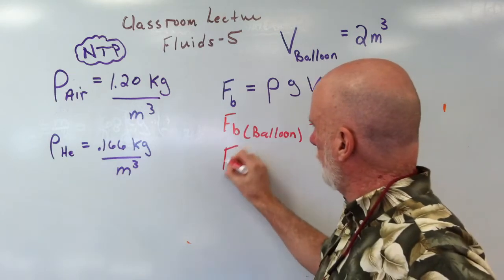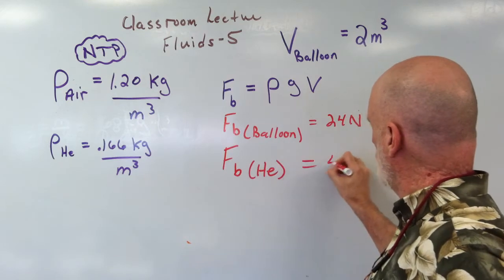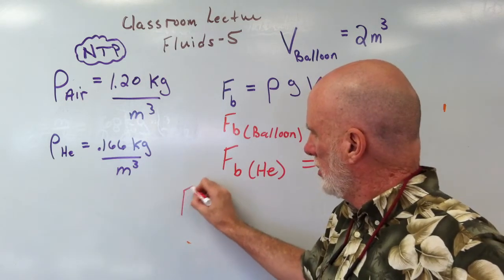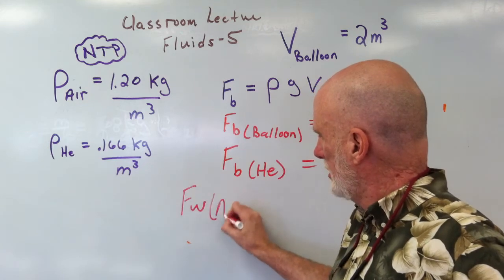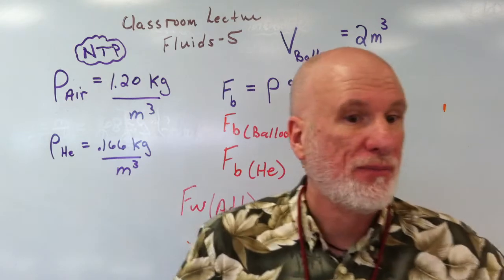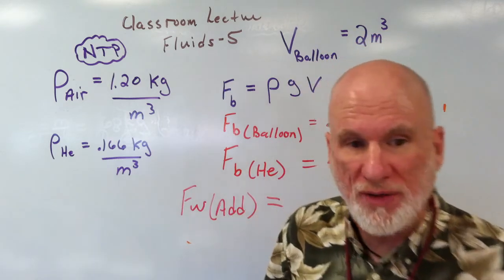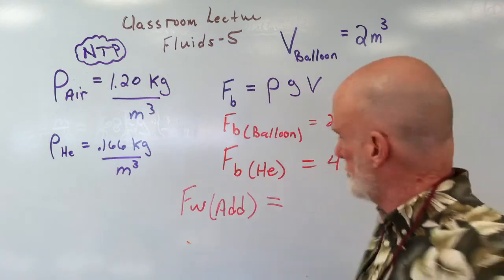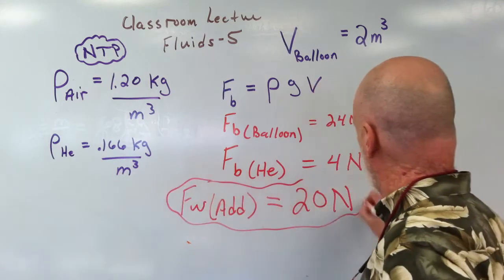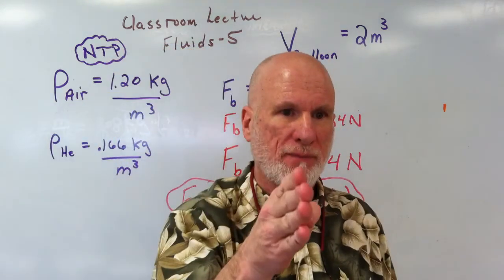So the buoyant force of the helium equals 4 newtons. So what is the additional weight the balloon can carry? 28. What's the load? Michael? 28. What is it? 20. 20 newtons, right? Understood? Get it? We're done.